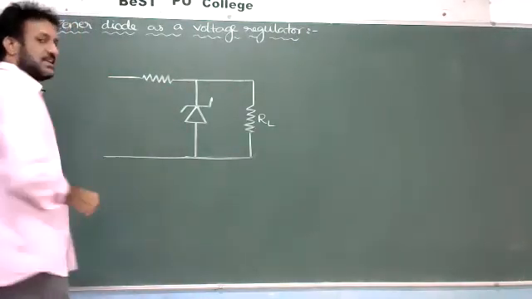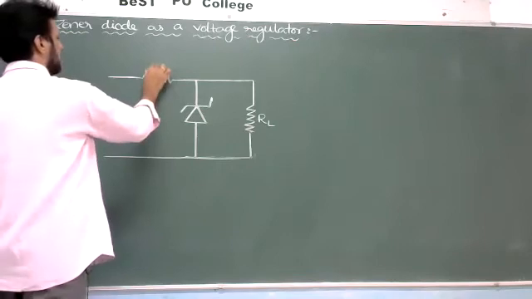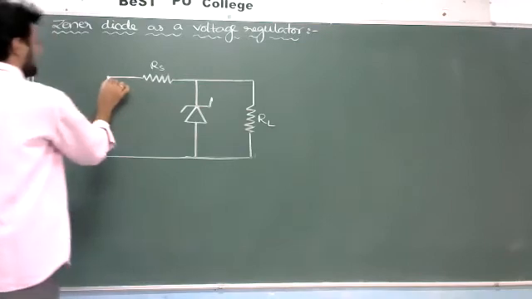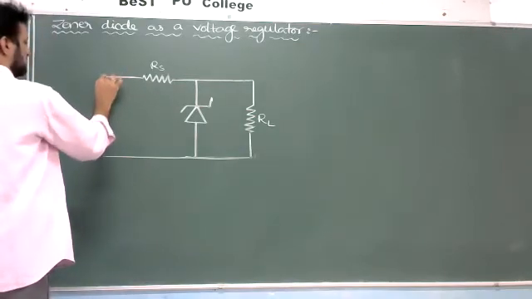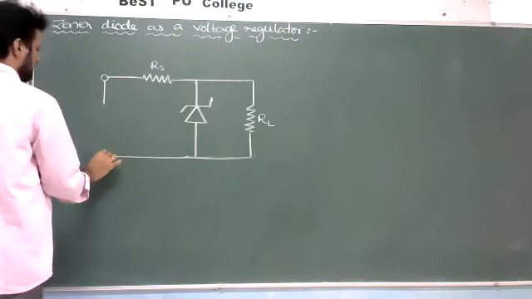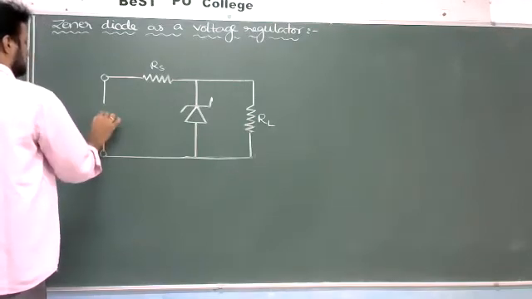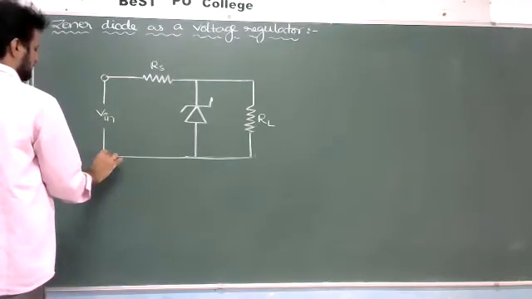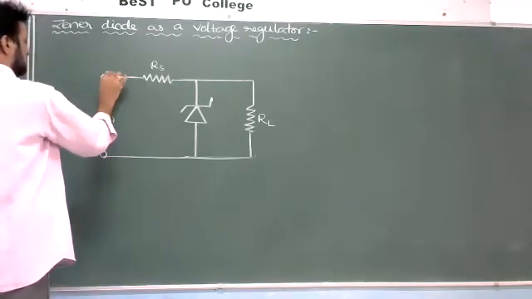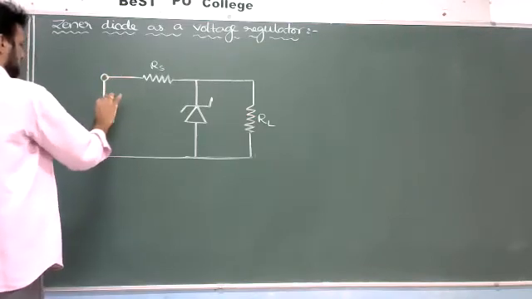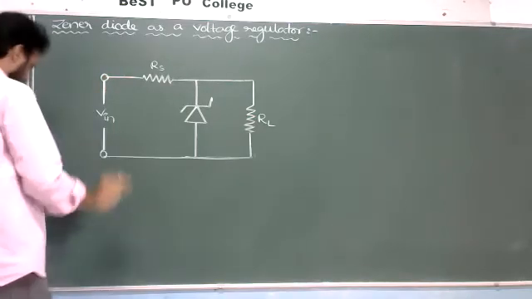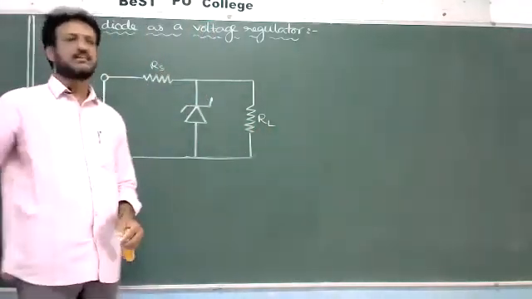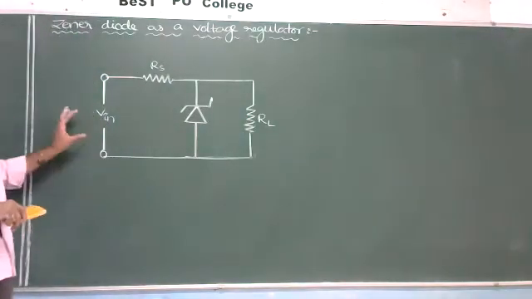This will be a resistance connected in series. I'll write this as RS, or you can write R. But here there will be an input, so here we are connecting an input voltage. So this will be V input. V input will be connected here, and output can always be taken across the load resistance. Output can be taken across the load, but input is passed through this one.